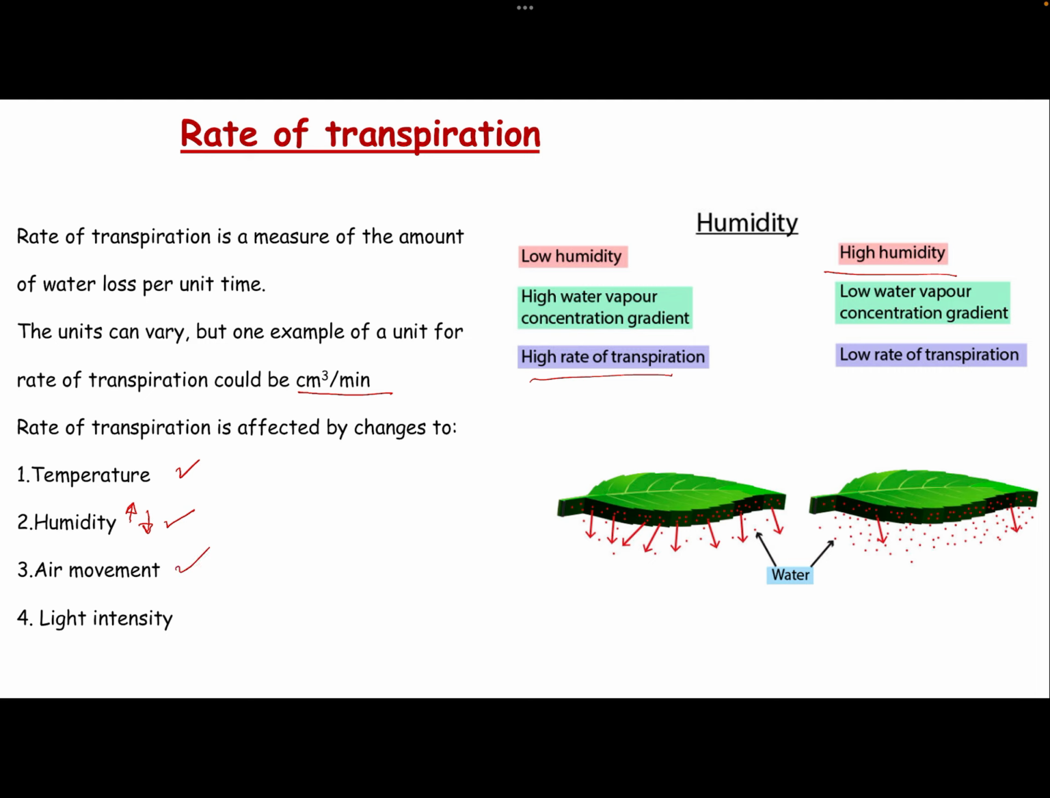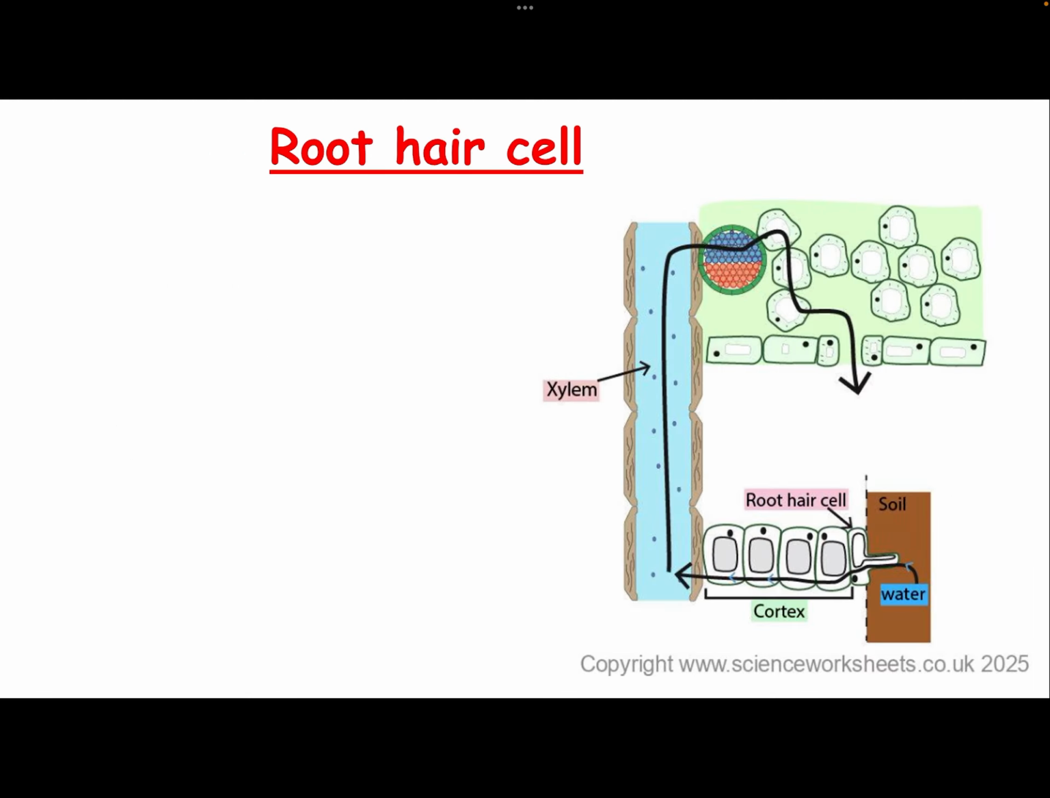Air movement. On windy days, when it's windy, you're more likely to lose water from the plant. And light intensity. If the intensity of the light is high, then you have greater rate of photosynthesis, greater rate of water movement through the plant, and as a result, greater rate of transpiration.